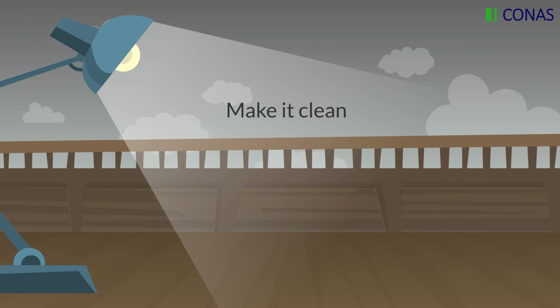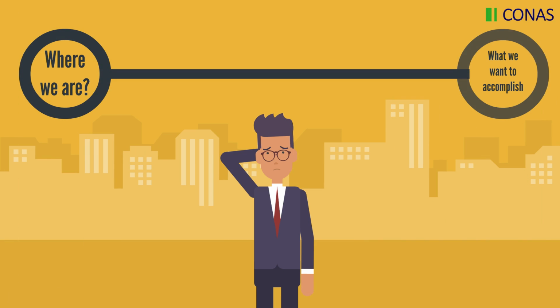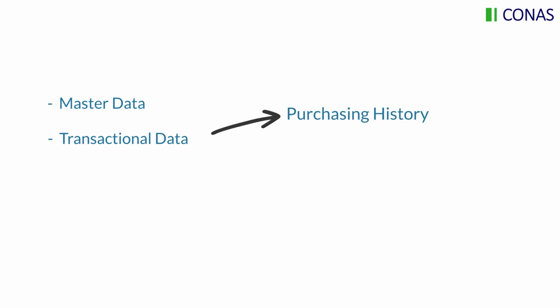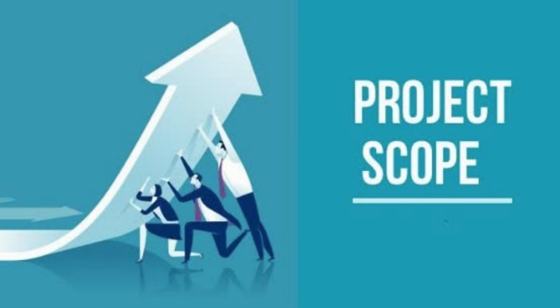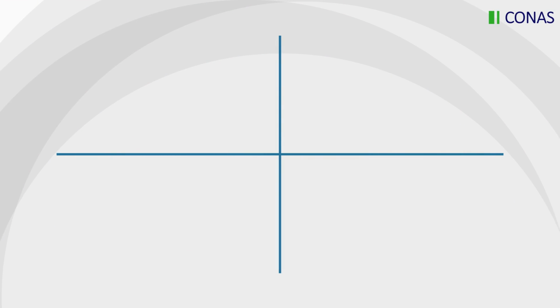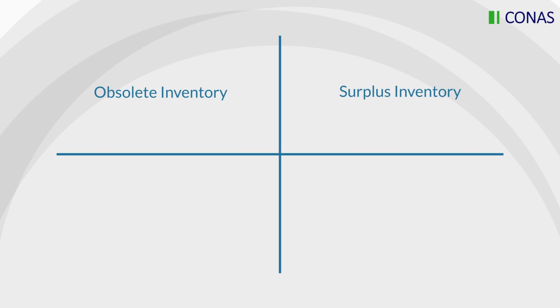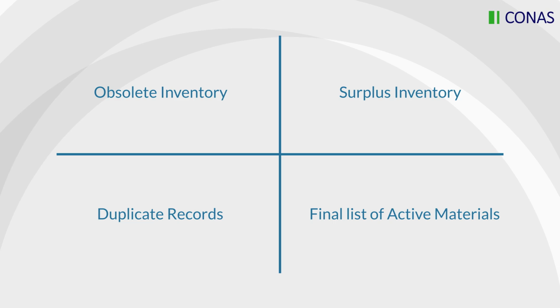To start with Make It Clean, we first have to understand what our current data standards are, where we are, and what we want to accomplish. We can start by making use of our existing material master data and transactional data like purchasing history and material consumption history. Using this data, we can finalize the scope of the project. By reviewing every material record, we can identify obsolete and surplus inventory and duplicate records. Post that, we have the final list of active materials. We start enriching these records.